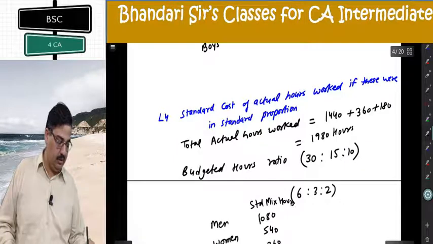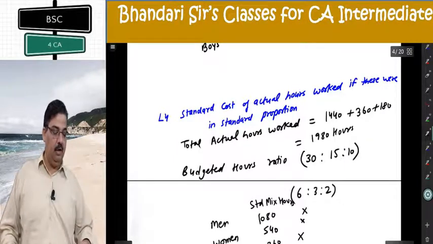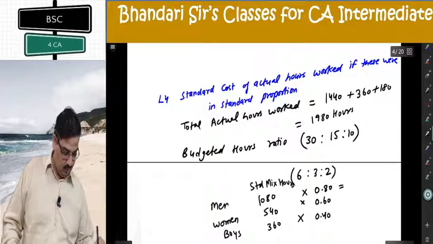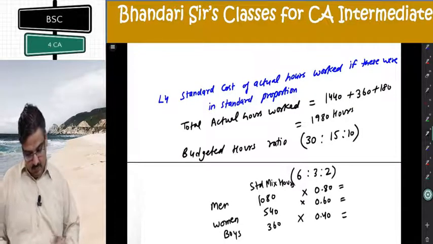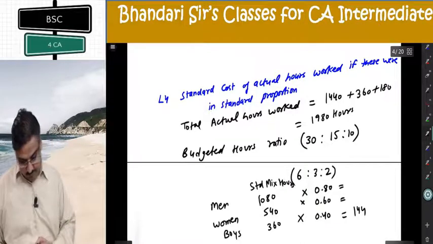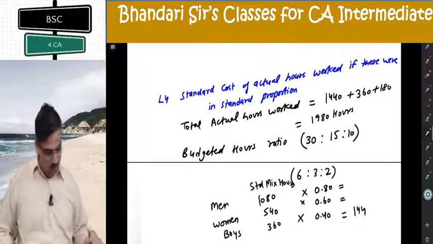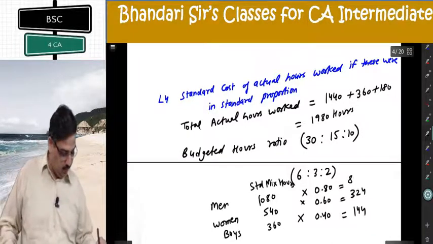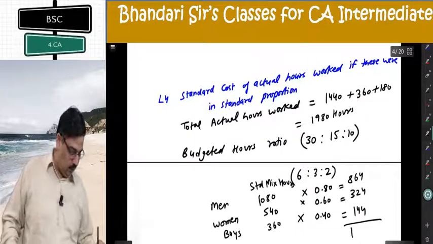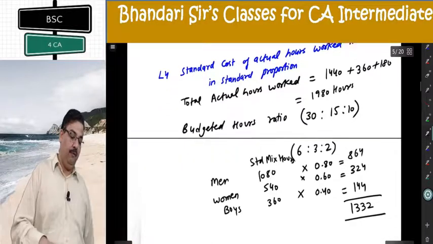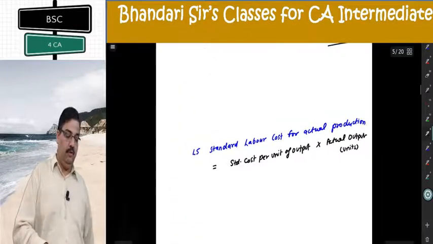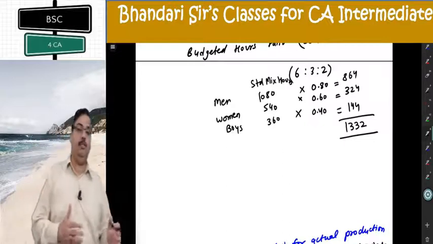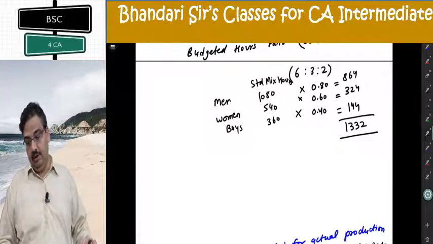Standard mix hours multiplied by the same standard rate per hour: 80 paisa, 60 paisa, 40 paisa. This is 144, 540 into 0.6 is 324, 1080 into 0.8 is 864. Total 1332. This is L4. It is not difficult, very simple. Last step, I can show you again if you have missed. Standard mix hours multiplied by standard rate per hour and added, 1332 is the figure there.